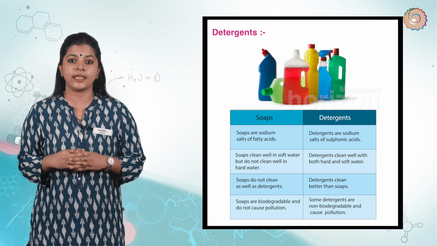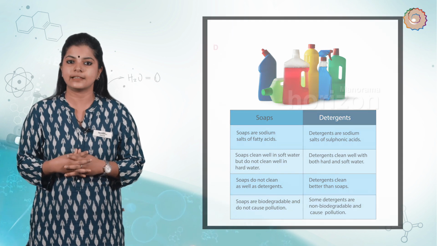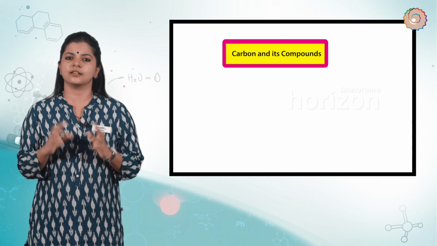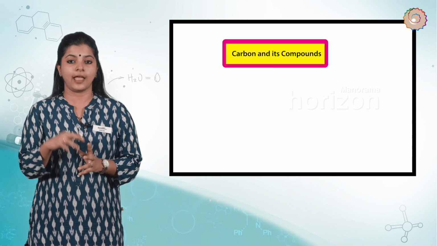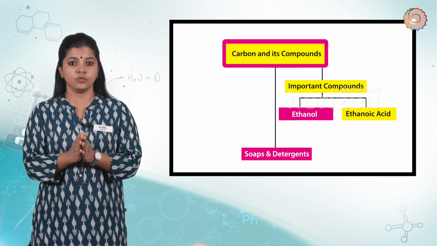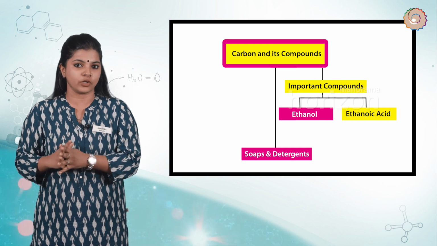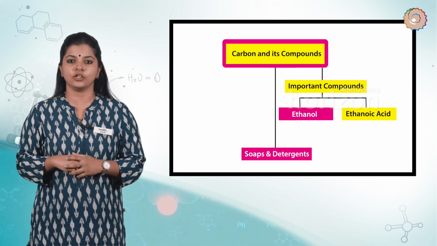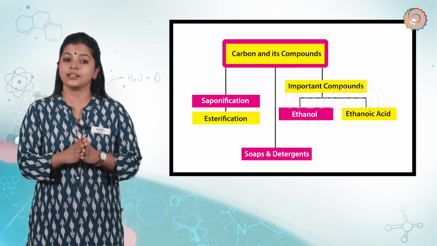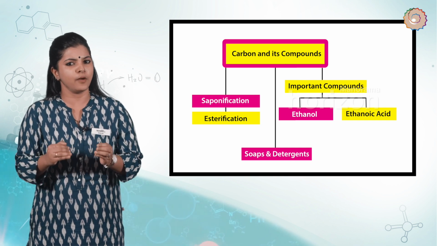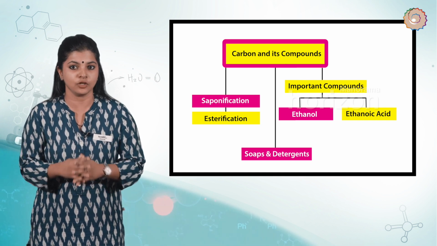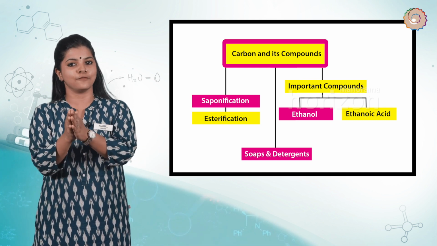Detergents are usually used to make shampoos and products for cleansing clothes. Okay, so now to summarize, the two carbon compounds that are commercially very important are ethanol and ethanoic acid. Soaps and detergents are also carbon compounds which are salts of long chain carboxylic acids, and the two important reactions that we discussed here are the esterification reaction, which is the reaction of an alcohol with carboxylic acid forming a sweet smelling substance called an ester, and we saw the saponification reaction which is used in the preparation of soaps.